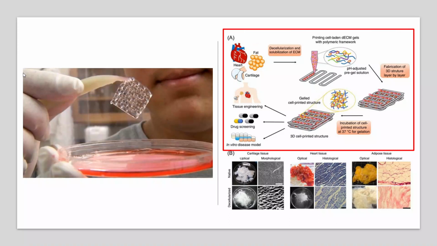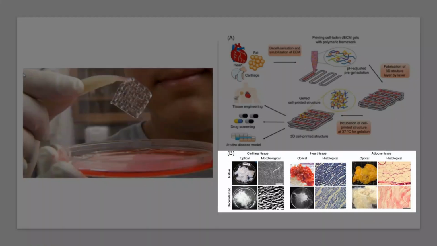Here we see different types of tissues being used to create a structure or scaffold of a polymeric framework designed to be able to create different tissues such as the heart, cartilage, and fat. Here we see a comparison between the native material and the bioprinted material for cardiac tissue, heart tissue, and adipose tissue. We take a look at the comparison, both optical and morphological.